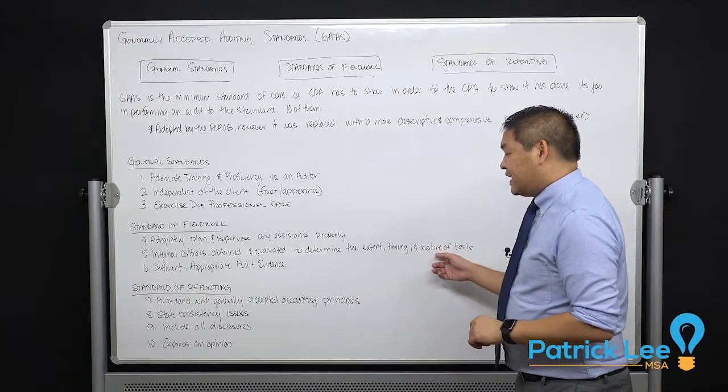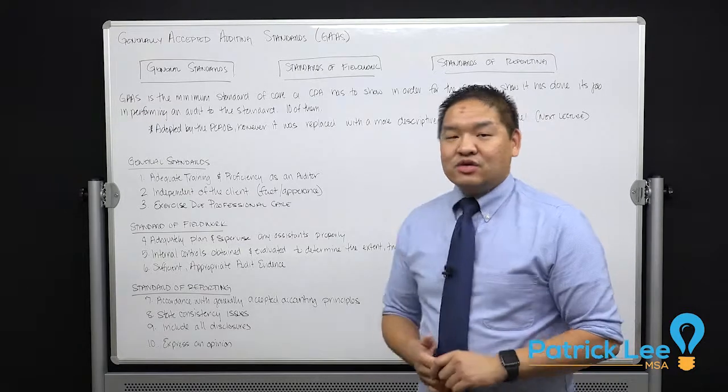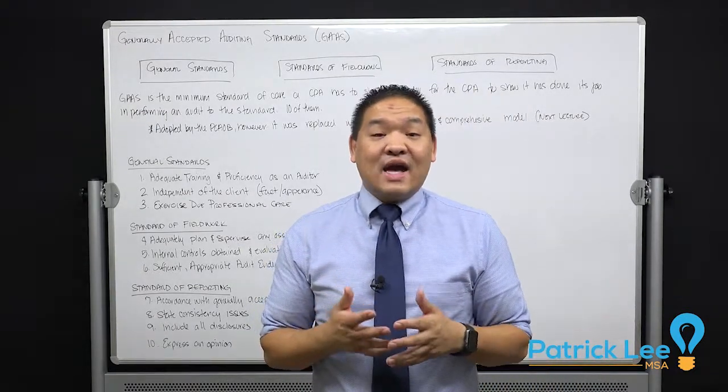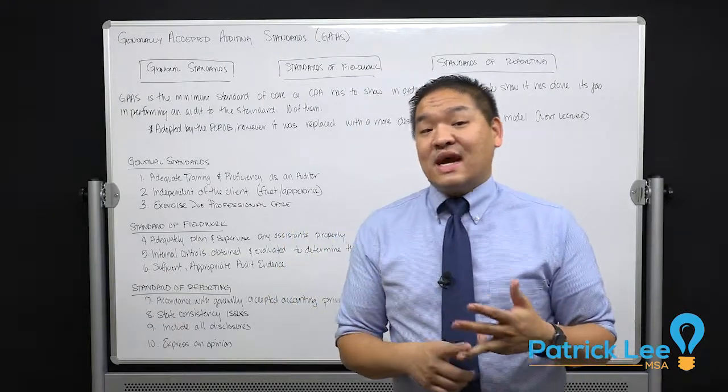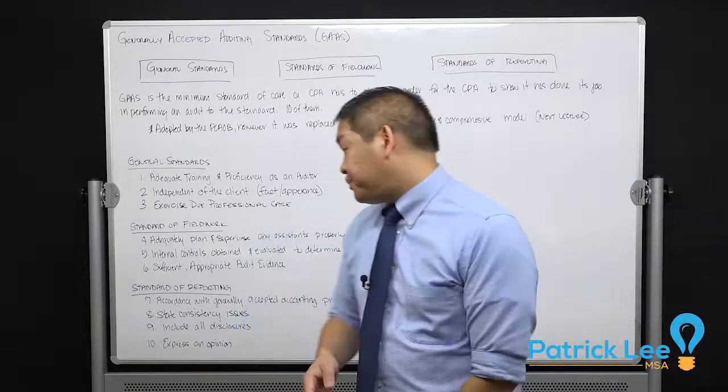Internal controls are obtained and evaluated to determine the extent, timing, and nature of tests. So we must gather internal control information and use that to help us understand the nature, timing, and extent of the testing that we're going to be doing in the audit.